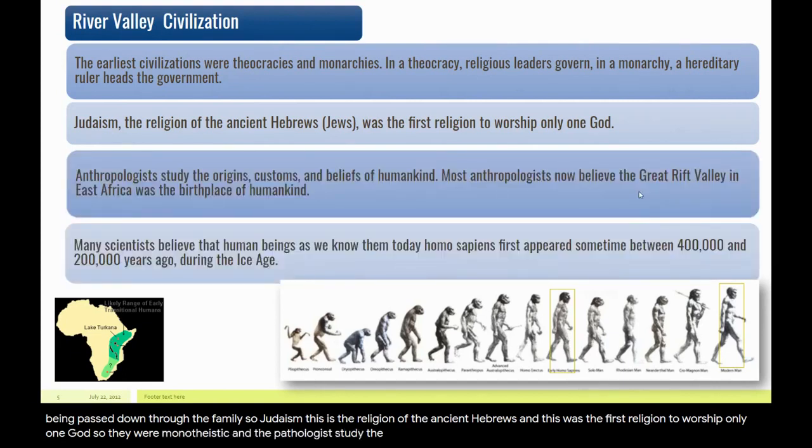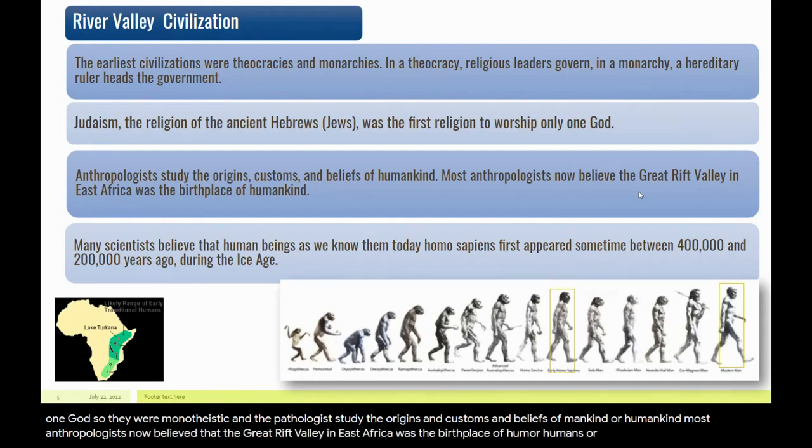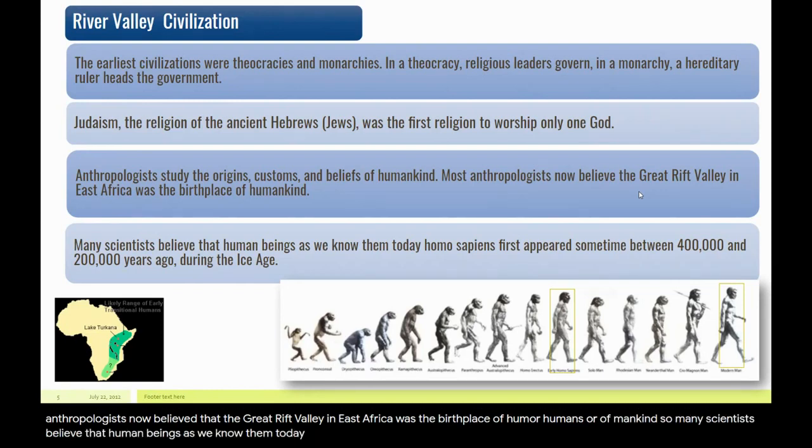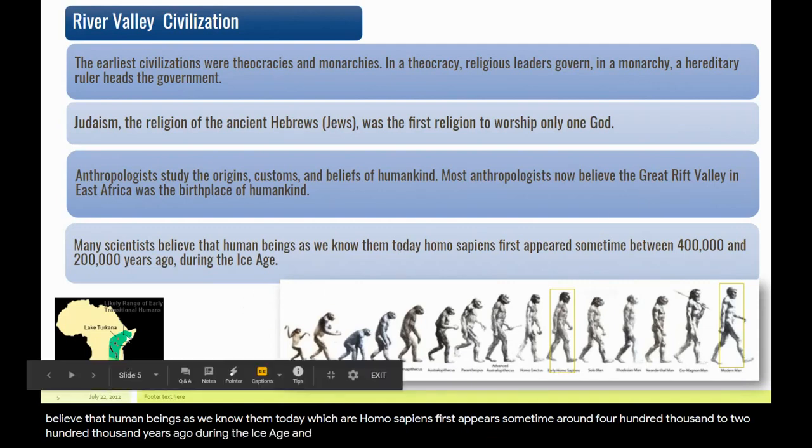Anthropologists study the origins, customs, and beliefs of mankind. Most anthropologists now believe that the Great Rift Valley in East Africa was the birthplace of humans. Many scientists believe that human beings as we know them today, Homo sapiens, first appeared sometime around 400,000 to 200,000 years ago during the Ice Age. And here is the East Africa area that we're talking about, the Great Rift Valley.